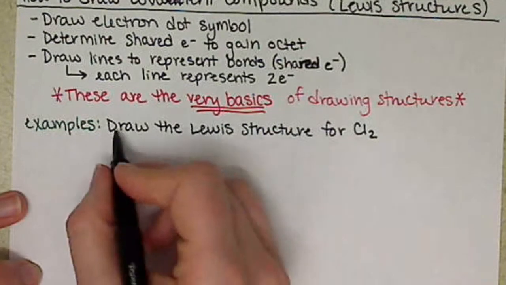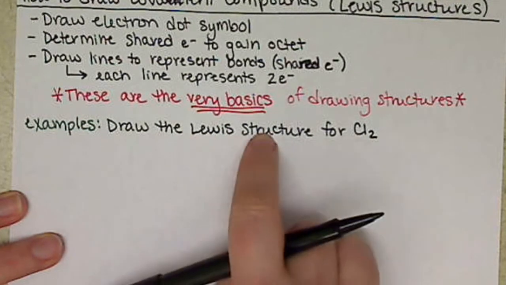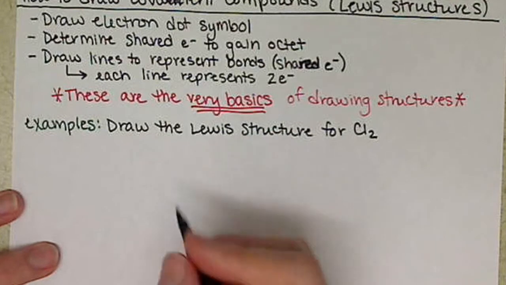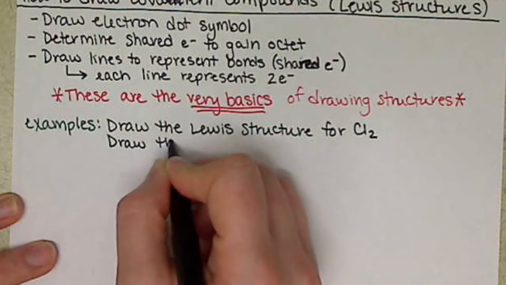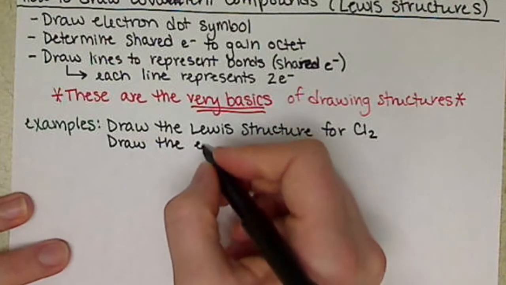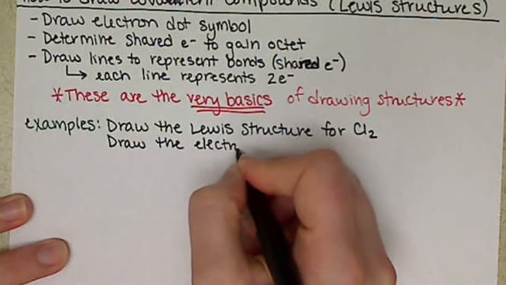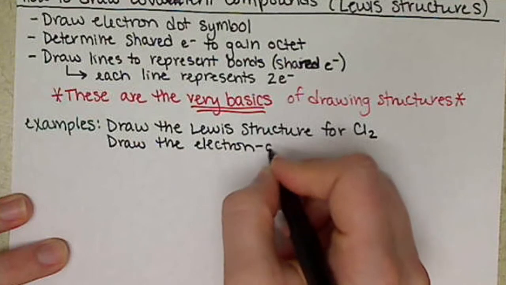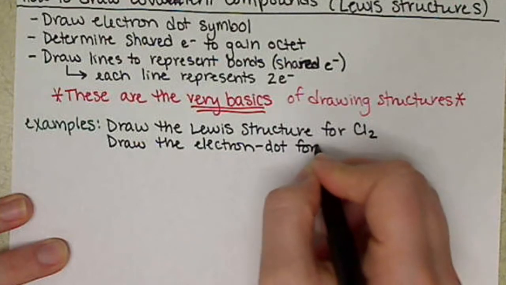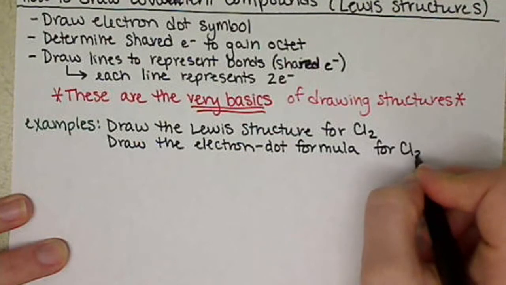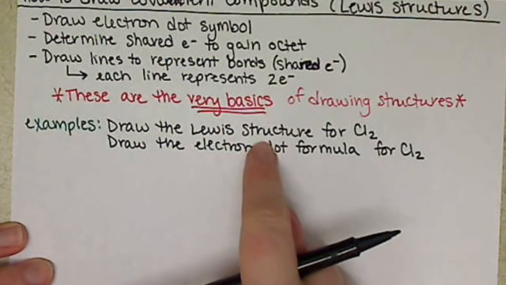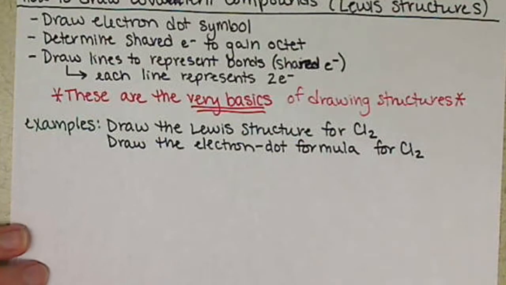Another way that your book could ask this question, because it doesn't always ask specifically for Lewis structures, is that it could also ask you to draw the electron-dot formula. So I'll show what both of those are. They both are roughly the same. There's not a huge difference between them.